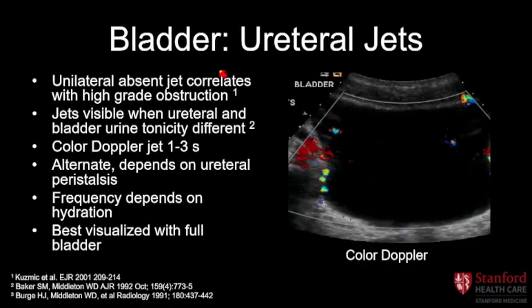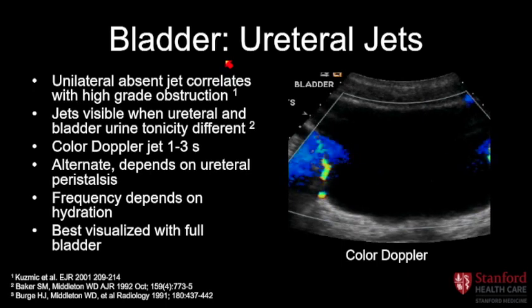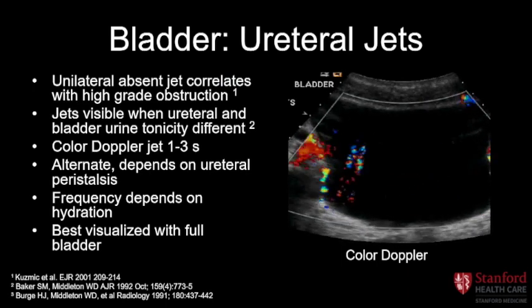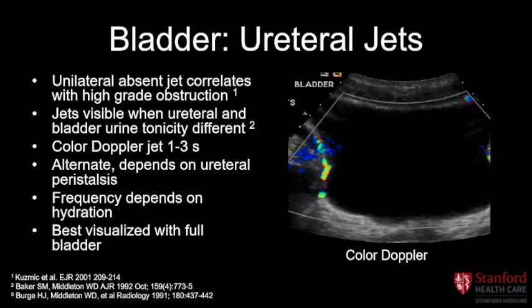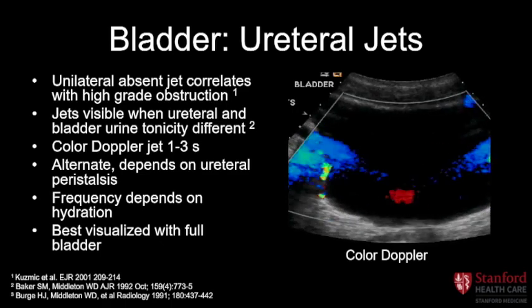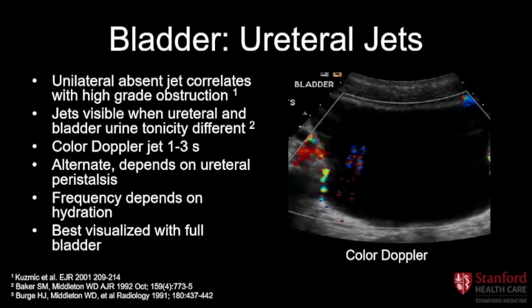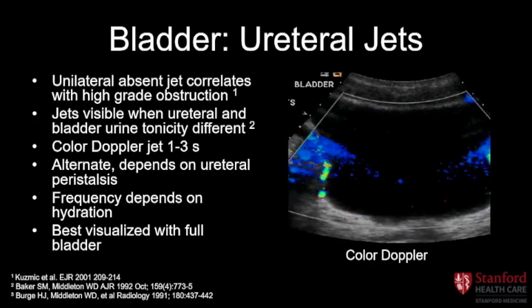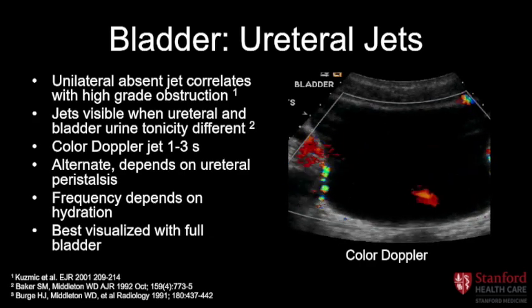So jets are really helpful in figuring out whether your obstruction is complete or high grade versus partial or incomplete. So if you have a unilaterally absent jet, that actually corresponds very well with high grade obstruction, with the caveat that the urine that's coming into the bladder needs to be of a different tonicity than the urine within the bladder.